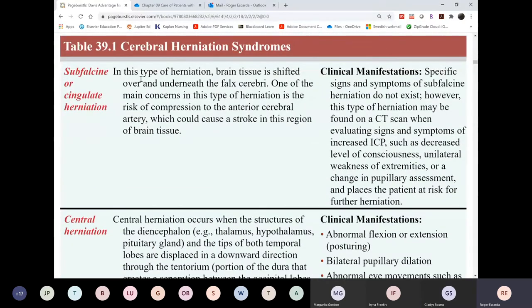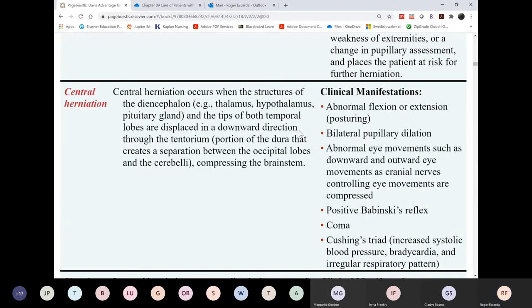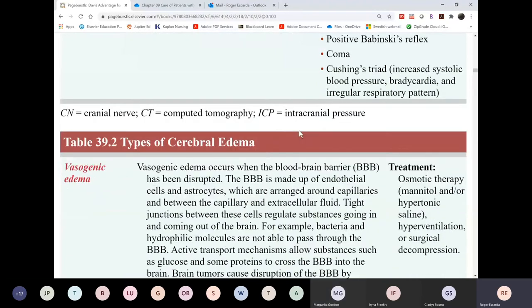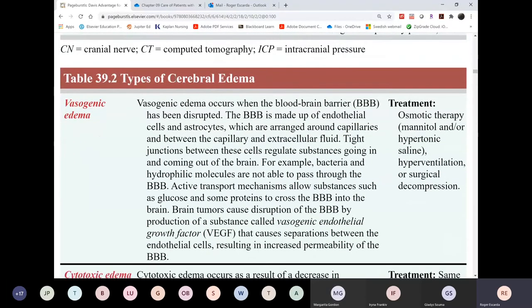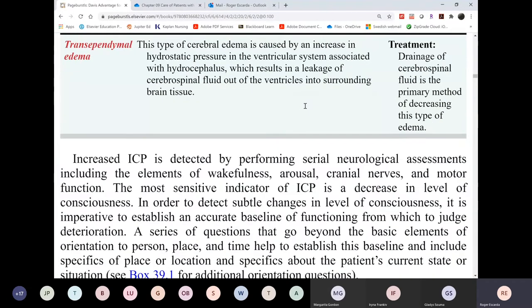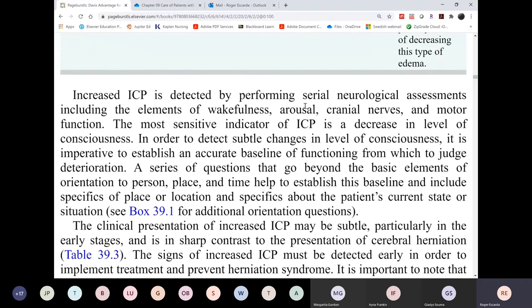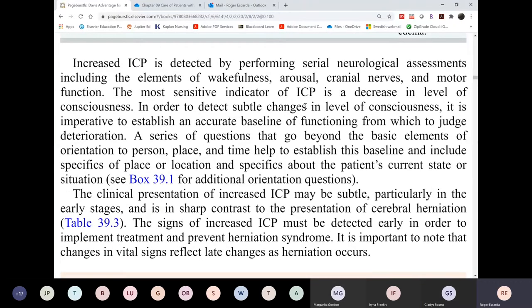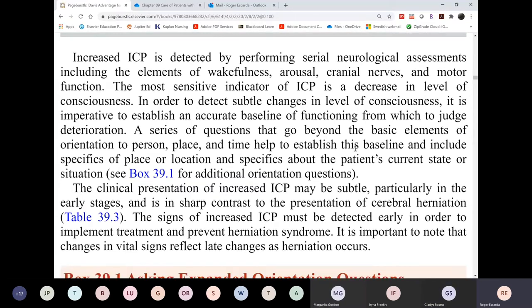I am not testing specific herniation syndromes, so you can skip table 39-1, because I believe that's the doctor's problem only. Here, types of cerebral edema also: regardless of how it formed, it's occupying space, it's going to increase brain tissue, and it will increase ICP. So our main concern is to recognize signs and symptoms of increased ICP and then institute interventions. Normal intracranial pressure is 10 to 15.